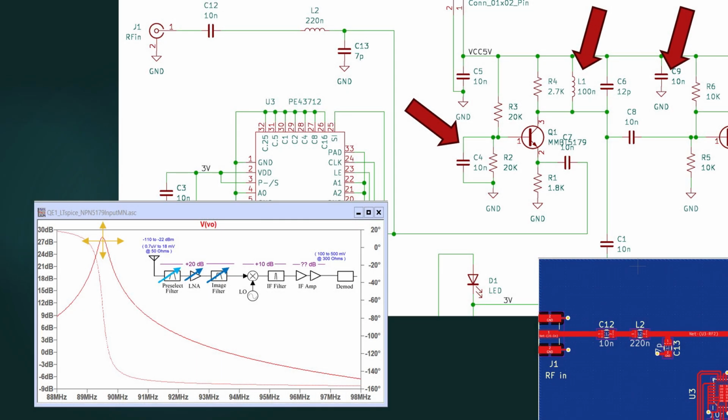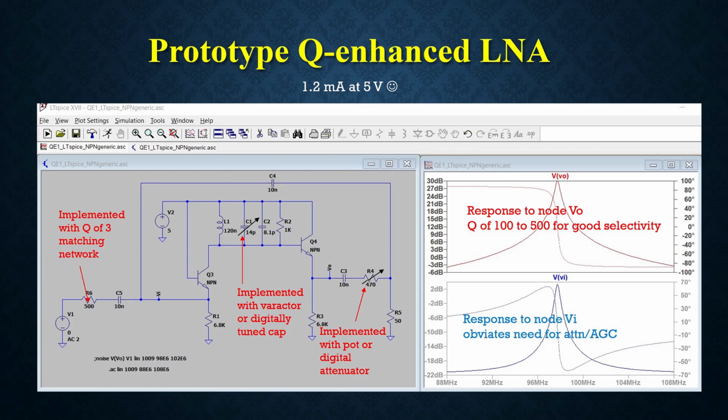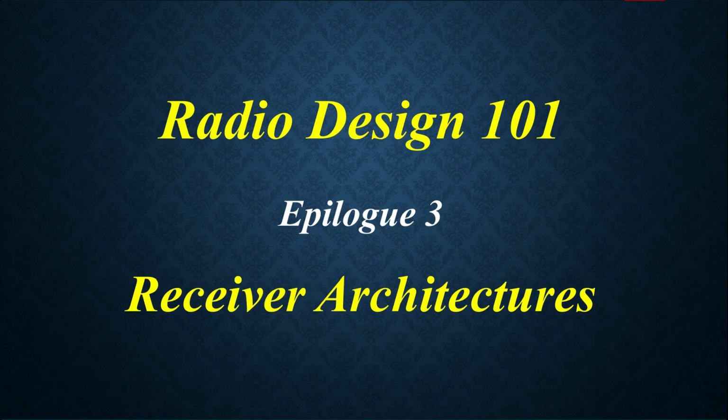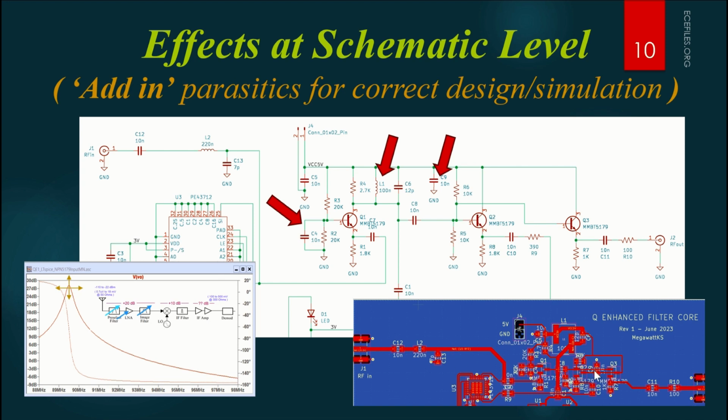So this is a Q-enhanced filter that was talked about at the end of Epilogue 3 in the Radio Design 101 series. This is a PC board level version of it. And it involved a common base RF amplifier. So here's the common base amp and the tuned circuit load. The input comes in on the emitter, the output on the collector, and the base has to be AC grounded.